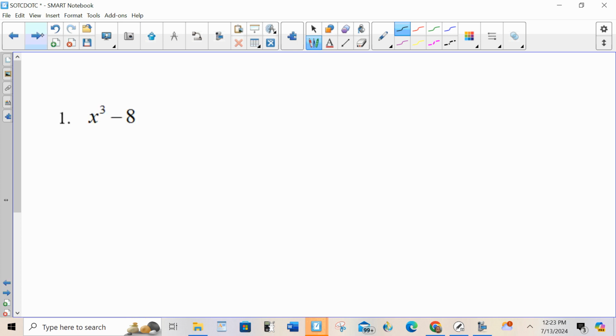So whenever I'm factoring something, is there a GCF? No. There are two terms. Two terms is either dots or cubes. Is it dots? Is it a difference of two squares? Well, no. x to the third and 8 are not perfect squares. Is it sum or difference of two cubes? Yes. x to the third is a perfect cube. All multiples of 3 are perfect cubes. And yes, 8 is a perfect cube.